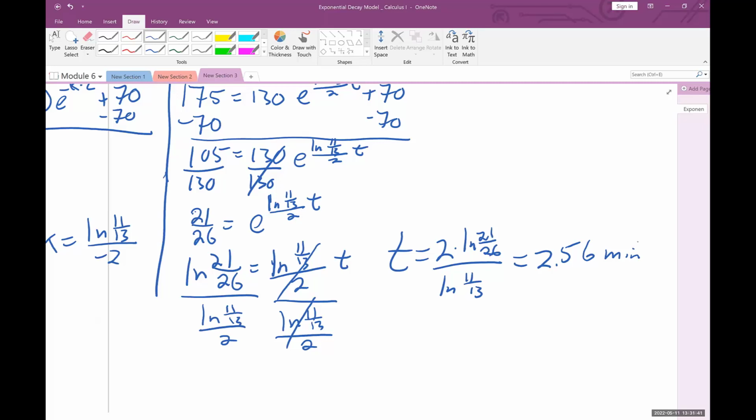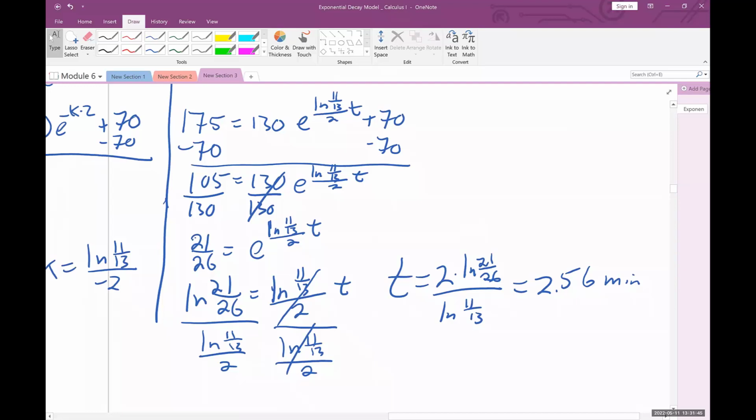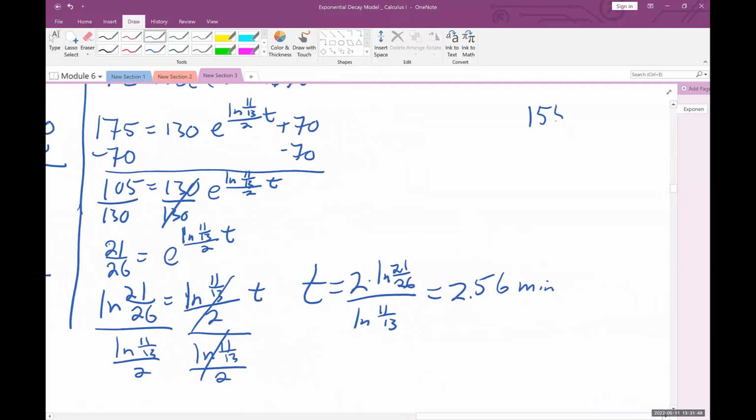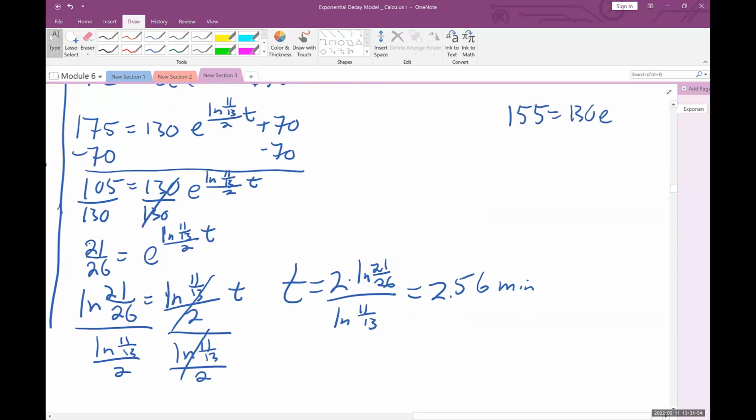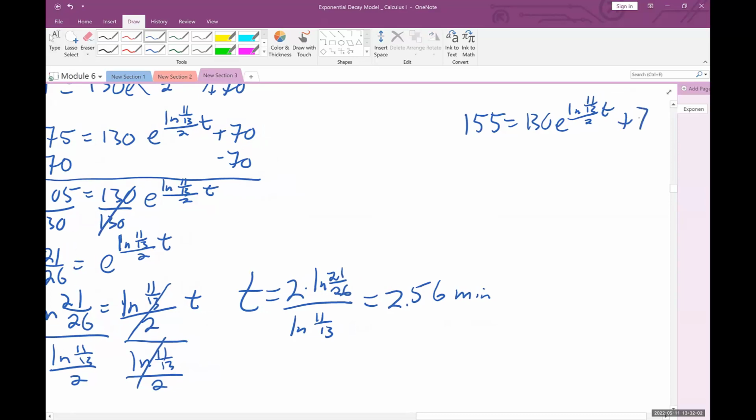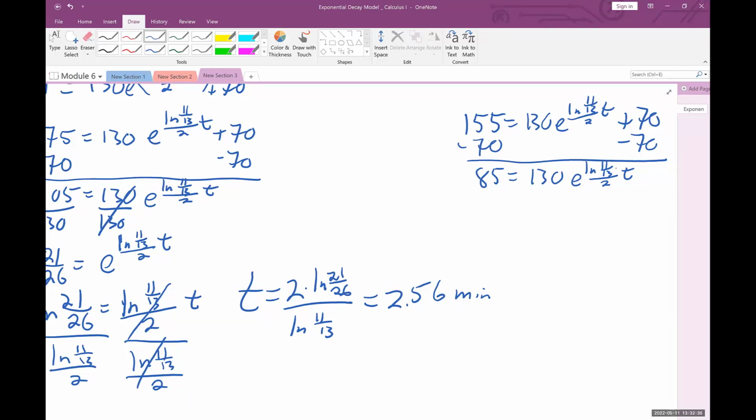Okay, that one, we're looking at the same process, but we want to know when it's 155 instead of 175. So 155 equals the 130 times e to the natural log of 11 over 13 over 2 times t, plus 70. What are we going to do? Subtract the 70. So 85 equals 130 e to the natural log of 11 over 13 over 2 times t. And now what? Divide by 130.